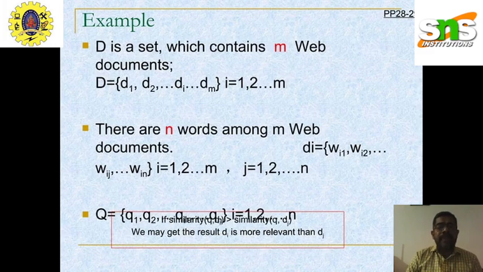So in case there are n words among m web documents, we are searching a word in the web documents. The formula is: the document set d_i varies as w_i1, w_i2, w_i3 up to w_in, where i varies from 1 to m and j varies from 1, 2, 3 up to n. In case you are saying q, the query q varies over the set q1, q2 up to q_ij and then q_im. So i varies from 1 to n.